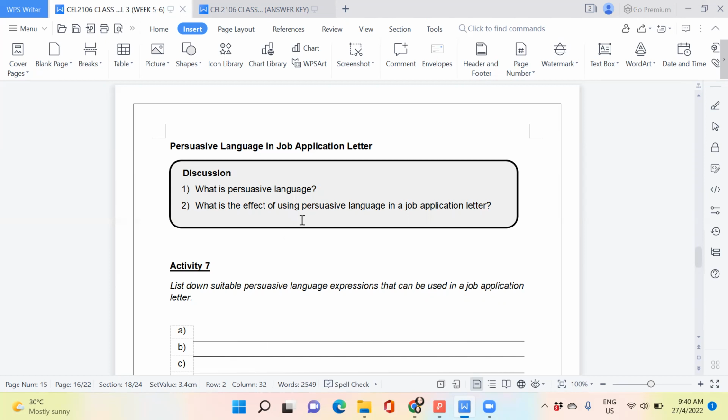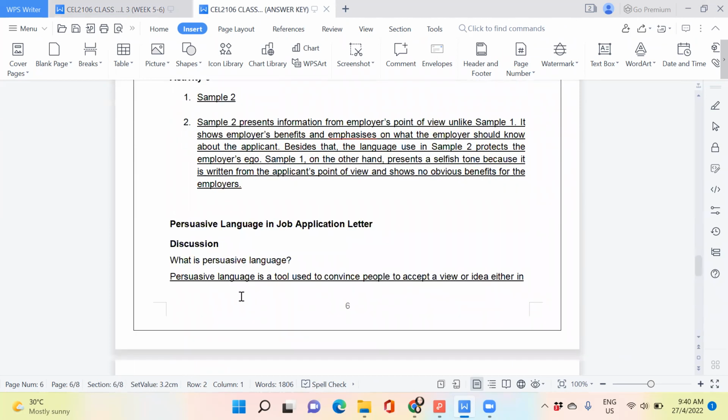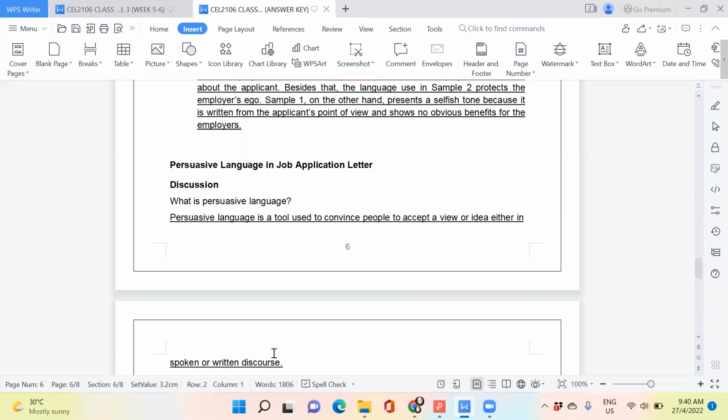Okay. So what is the effect of using persuasive language in a job application letter? Okay, let's see. So like I said, persuasive language is a tool. Dia macam sejenis alat that you use to convince people. Who are these people? The hiring committee to accept your view or idea either in spoken or written discourse. Okay, discourse ni macam text lah. Alright, so persuasive can be either spoken or written. In your case, written. So when it is written, you have to be more formal. Okay, spoken pun sama, dia kena formal juga. Tapi kalau written lagi lah.